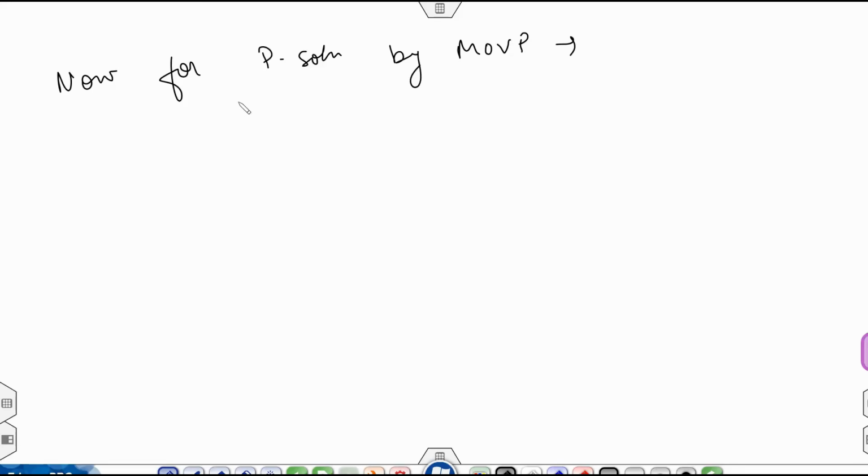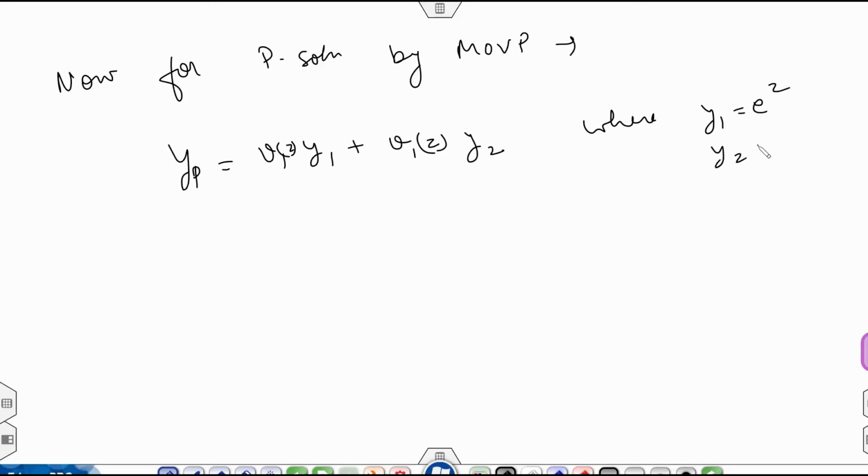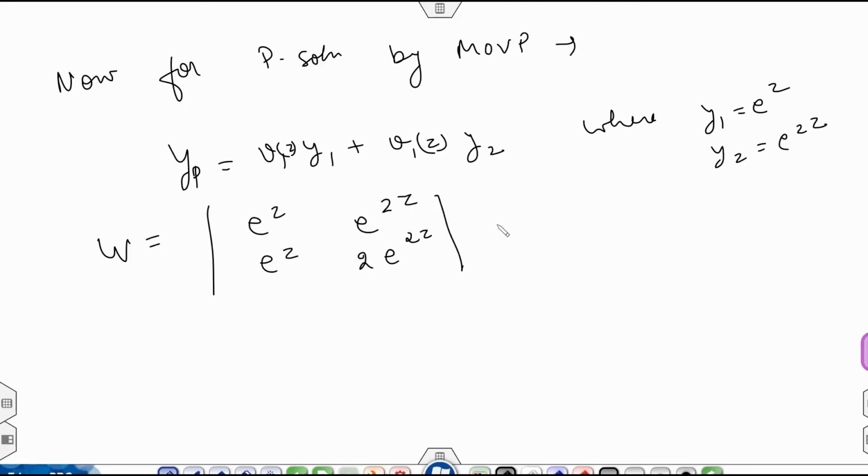What we need to do, we need to find yp is equal to v1 y1 plus v2 y2, writing y as a function of z, where y1 is e to the power z and y2 is e to the power 2z, which we already know. So I'll just find out the Wronskian. This is e to the power z, e to the power 2z, e to the power z, 2e to the power 2z. Okay, so you can see that this is coming out to be e to the power 3z.